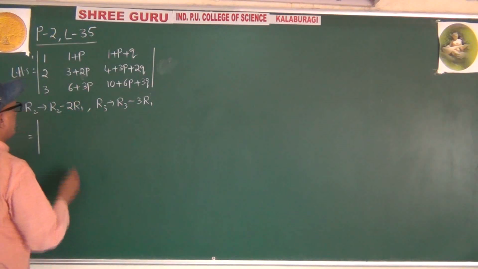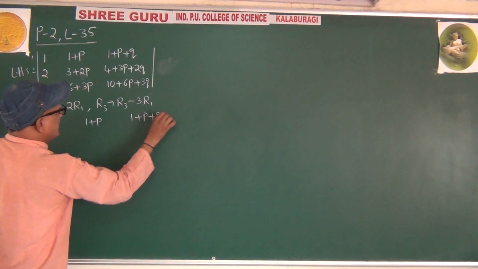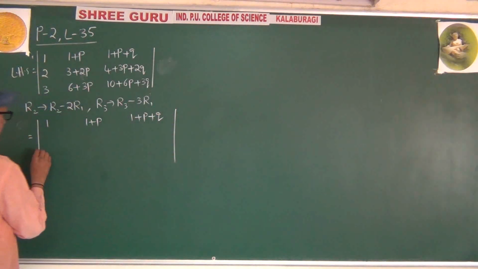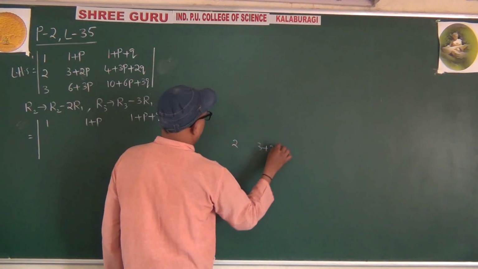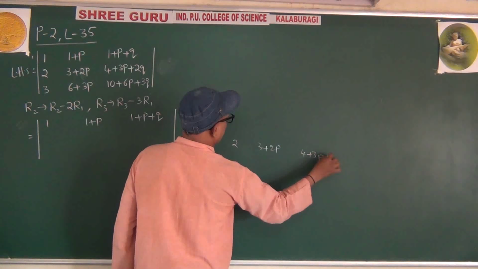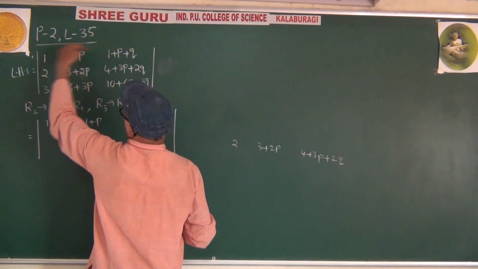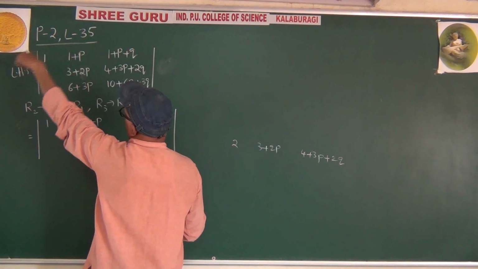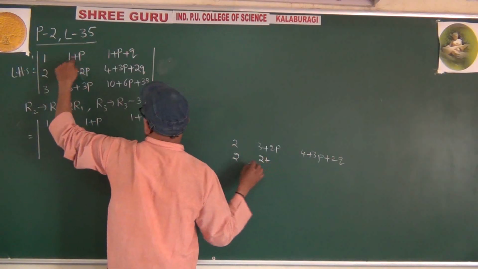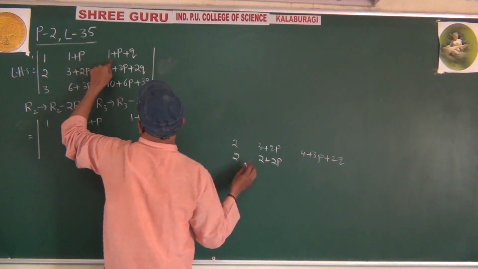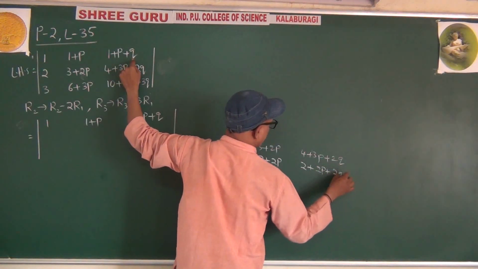R2 we are changing, R3 we are changing. R1 will be as it is. R2 we are changing, right? R2 minus 2 times R1. 2 into this complete R1. R1 means first row, 2 into this complete part. 2 ones are 2, 2 ones are 2. 2 into p is 2p, 2 into 1 is 2, 2 into p is 2p, 2 into q is 2q.